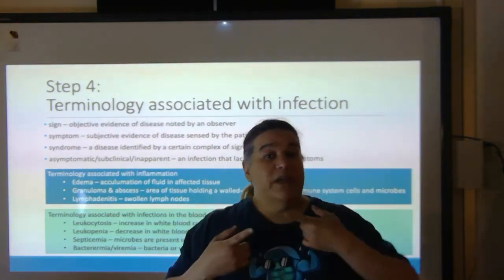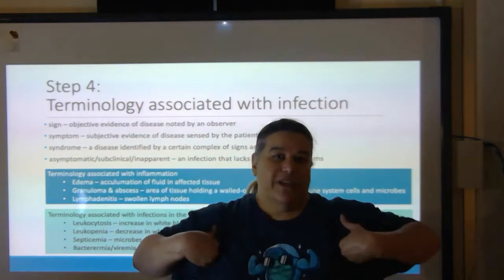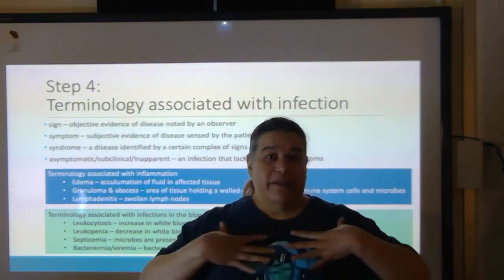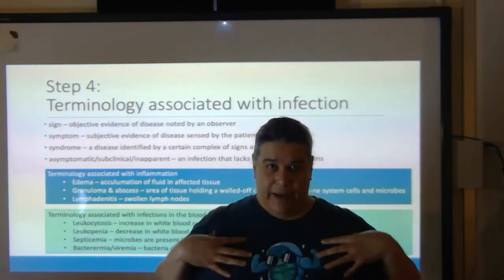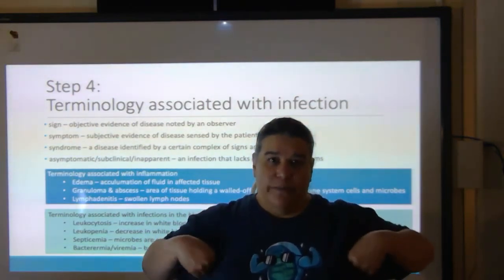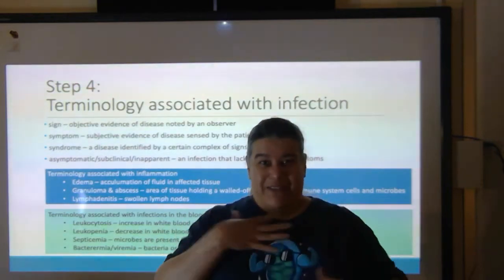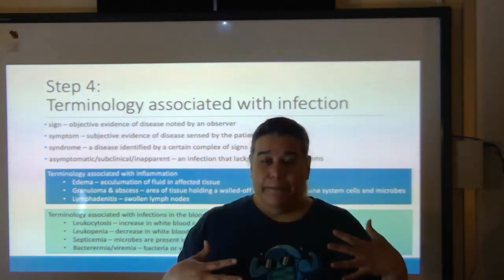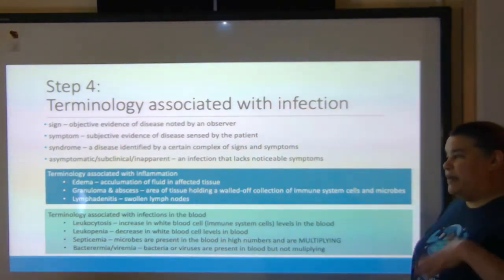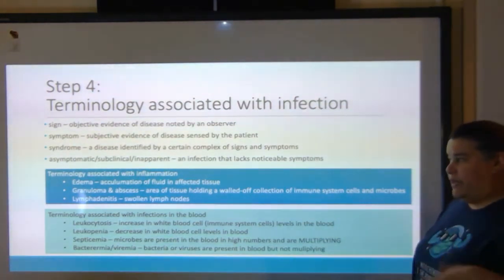If you have pneumonia, they will usually feel under your arms because you also have lymph nodes there. There's an infection in this general area. These should swell up, and if they do, then it's a good sign that there is an infection somewhere here in the body. Leukocytosis, leukopenia, septicemia, bacteremia, and viremia.